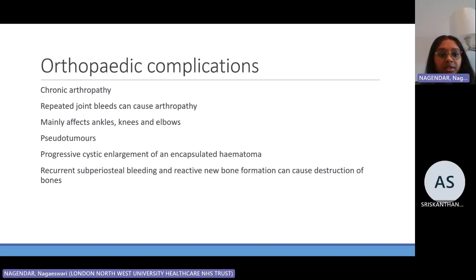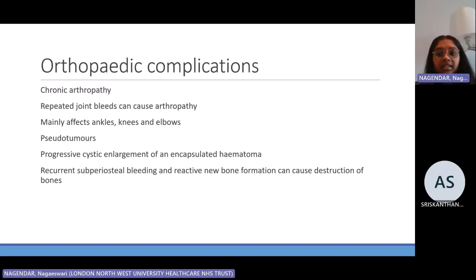They can also have pseudotumors. They can have encapsulated hematomas, often intramuscular, which then become bigger and bigger. And they may also get subperiosteal bleeding, and that can cause reactive new bone formation, and it can cause complete destruction of their bones.